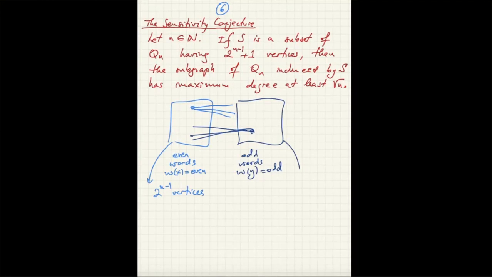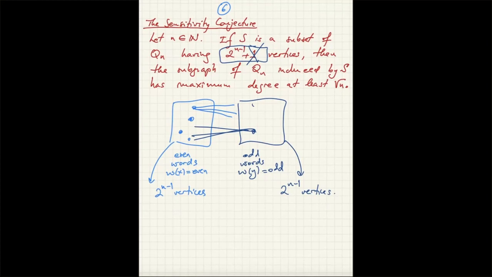The number of vertices on the right is also 2^(n-1). So this is a bipartite graph, which has 2^(n-1) vertices on the left and 2^(n-1) vertices on the right. If you look at this number in the theorem, 2^(n-1) plus 1, if this plus one wouldn't be there, then this result would definitely not be true, because in that situation, we could pick all the vertices on one side of the partition, all the vertices in light blue or dark blue, and we would have 2^(n-1) vertices there, with no edges between them.